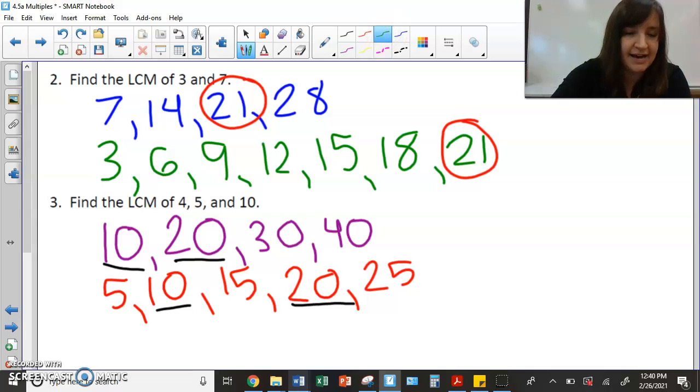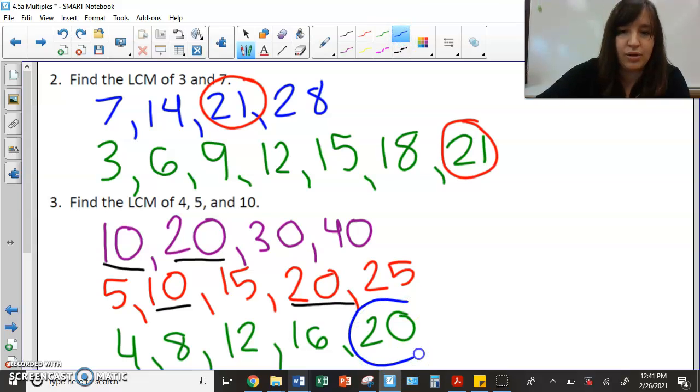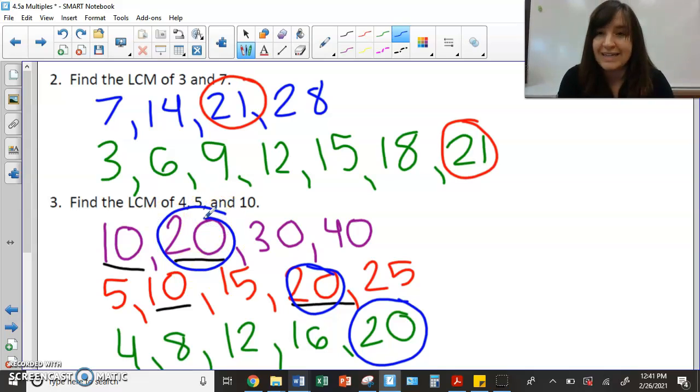So let's say we have 4, 8, 12. So far, it doesn't have anything in common with the ones above. So let's see when I keep going. 16, 20. Oh, wait, I see something in common. Look at that. All 3 numbers have a multiple of 20. Okay, so when you're finding a common multiple of three numbers, it has to be something that all three of them have in common. So they each have the number 20.